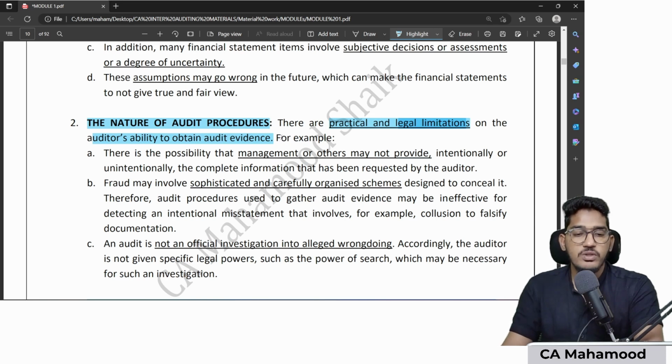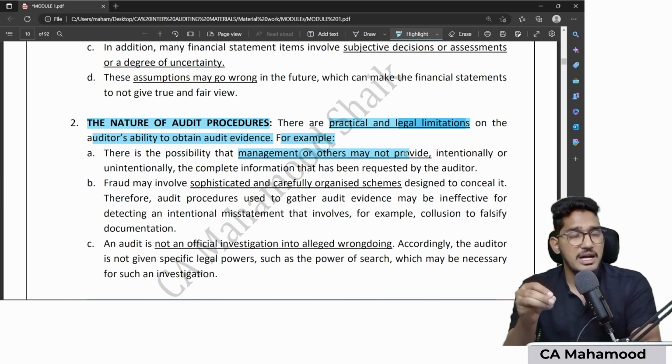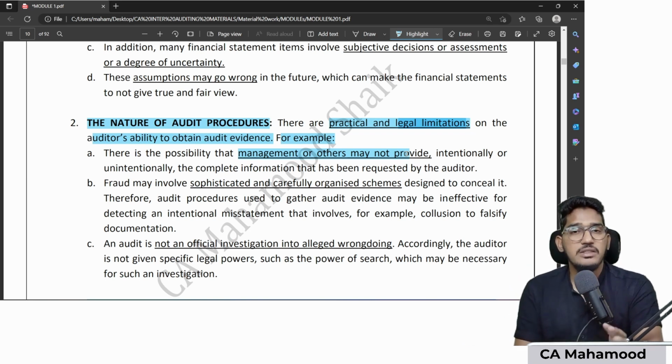Some examples of the circumstances are also given, because of which the auditor might not be able to obtain evidence. Number one, management themselves may not provide the information, either intentionally or unintentionally. You go to the management and ask them for some information. Management themselves might not provide the complete information to you.